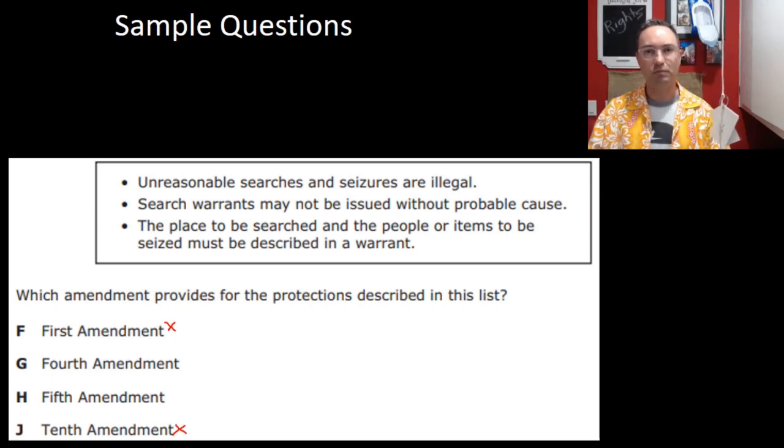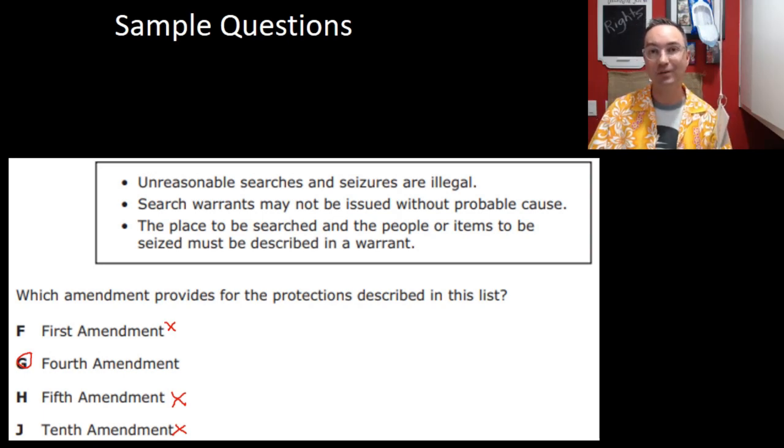The powers not given to the federal government are given to the states. 5th Amendment is the right to remain silent. So which one of these is unreasonable search and seizures? You could look at your note cards if you want to, but you know that it is the 4th Amendment. Absolutely. It's going to be key to be able to eliminate when you're doing these sorts of questions. Like, what are the ones I can get rid of?